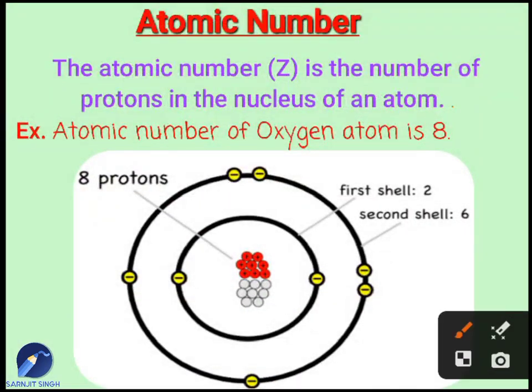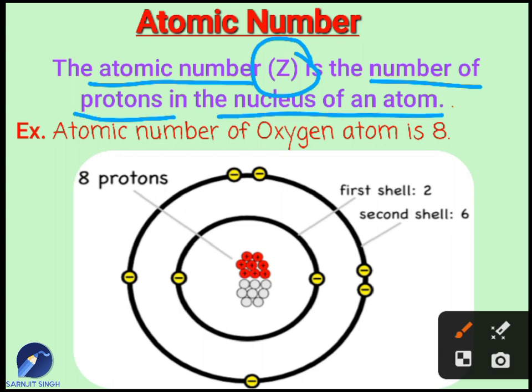Next, our next topic is the atomic number. Atomic number means the number of an atom. Every atom has a different number. The atomic number is represented by capital Z, and it is equal to the number of protons in the nucleus of an atom.